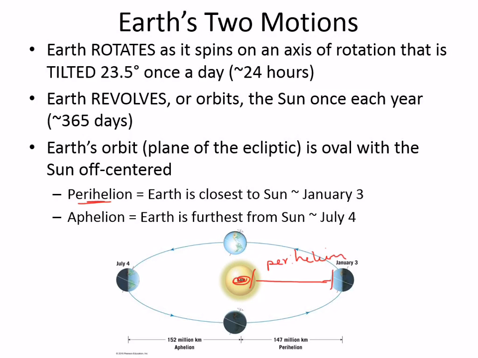Okay, and notice the time of year. About January 3rd, we're at perihelion. We just kind of celebrated perihelion. And yet in January, we're actually in winter. When we're in winter, though, what is the southern hemisphere experiencing?